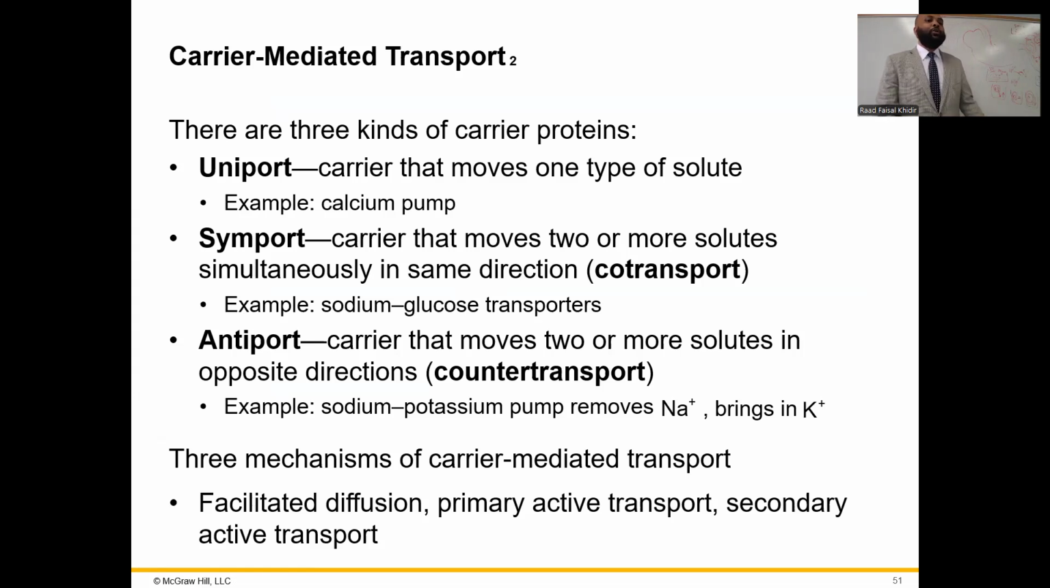No matter if you're using a uniport or a symport or an antiport, the antiport throws one outside and one in the other direction, like a sodium potassium ATPase. Sodium potassium ATPase takes how many sodium and how many potassium and in which direction? Sodium going in, higher concentration.